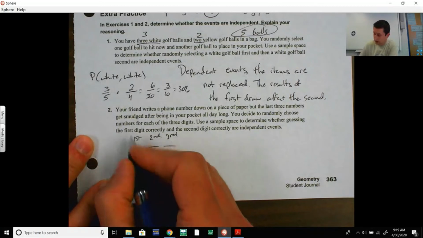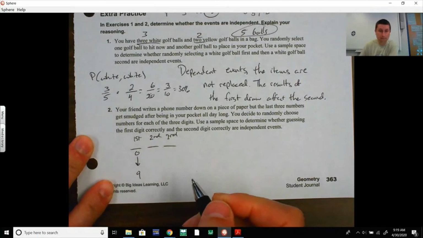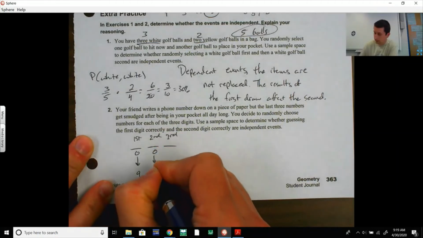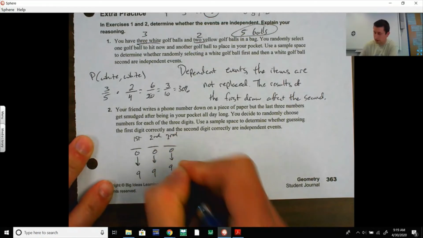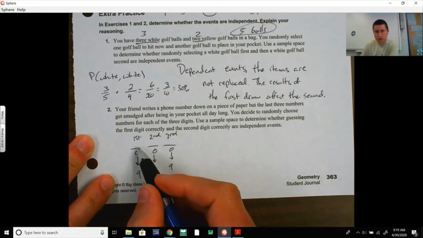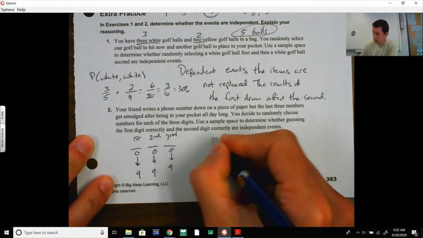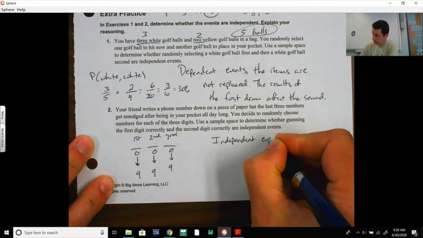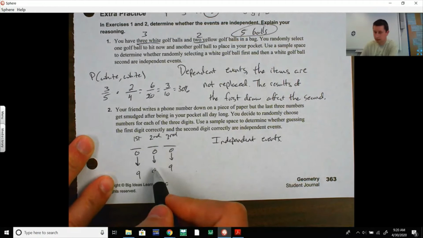So this first digit, it could be anywhere from 0 all the way to 9. Okay. The second digit could be anything from 0 all the way to 9. Third digit, same thing. They're not asking about the third, but it could be anything from 0 to 9. You notice what we choose here has no impact on what we're doing here. So these would be independent events. The occurrence of the first digit does not affect the outcome of the second digit.